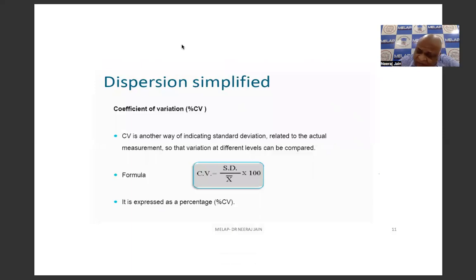Now, why are we calculating the mean, SD and CV? What is the purpose? What is the intention behind calculating this mean, SD and CV? Why do we want to calculate? Yes, Akriti?